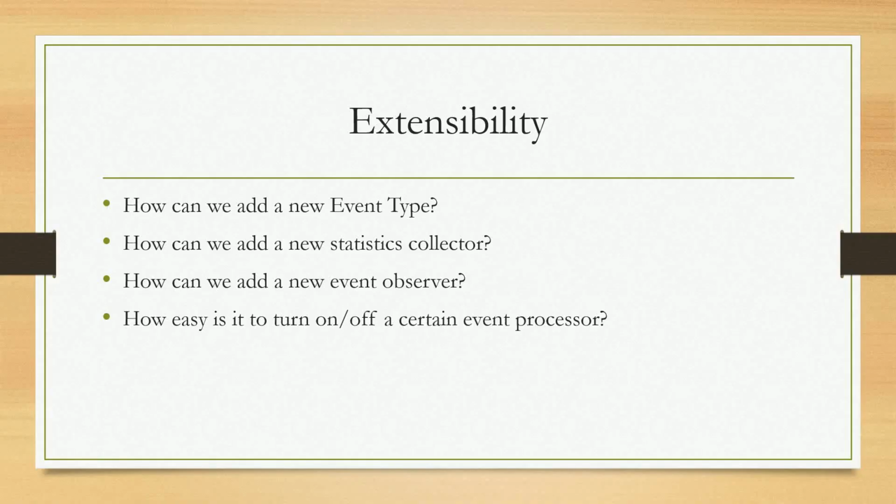Now that we've understood the design, let's try to test the design by seeing how extensible it is, because this is our main goal, for it to be easily extensible, easily maintainable. So we will look into these factors. How can we add a new event type? How can we add a new statistics collector? Because as you remember from the requirements, it was mentioned that there could be new ways of collecting statistics later on. So we must consider this.